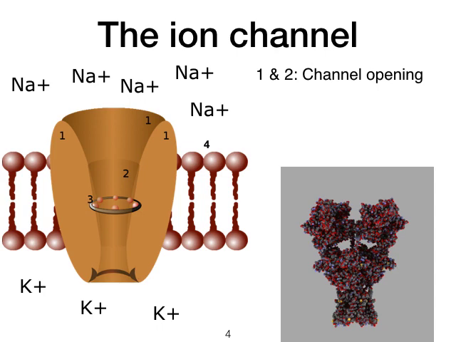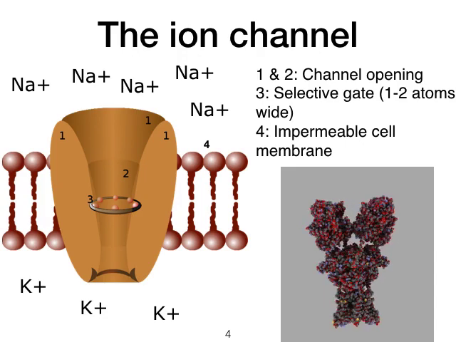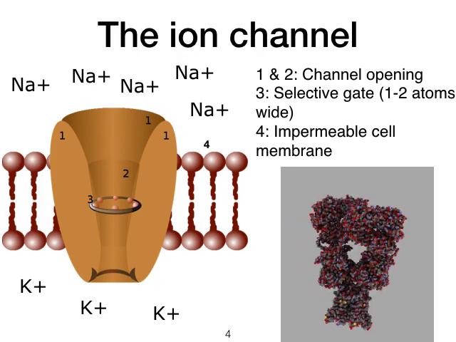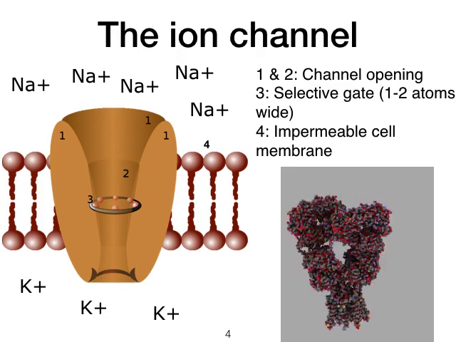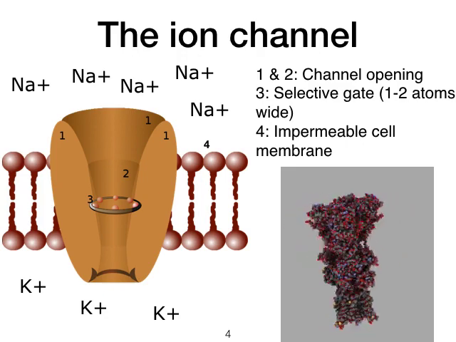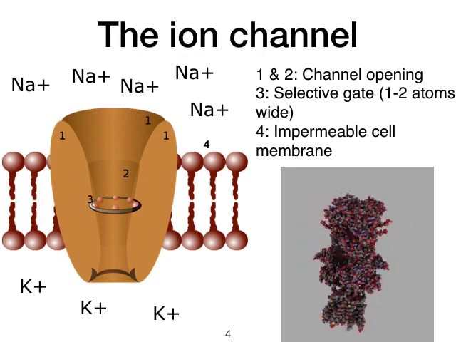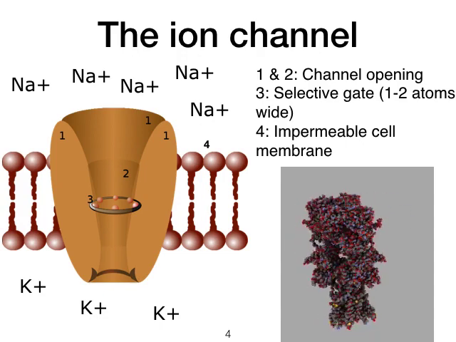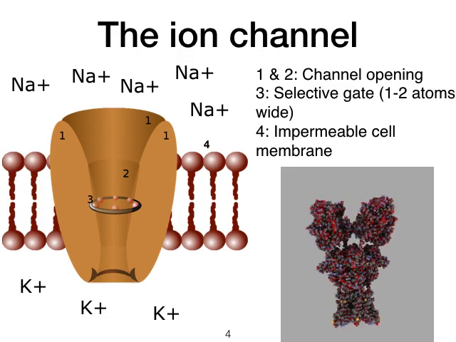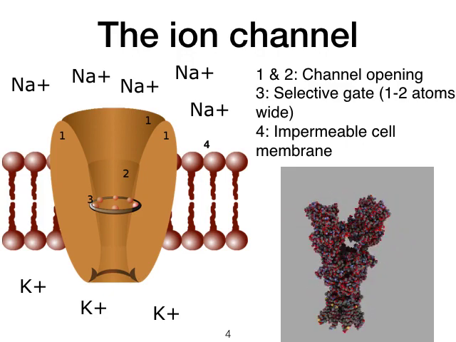So, because these are electrically charged, this is just labeling the different parts, and this is what the protein actually looks like. Because these are electrically charged atoms, when they cross the cell membrane, they change the electrical potential or voltage across the cell membrane. And that's called the membrane potential, the electrical voltage across the membrane.